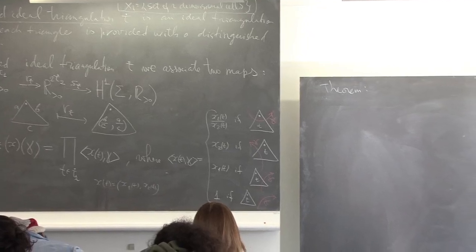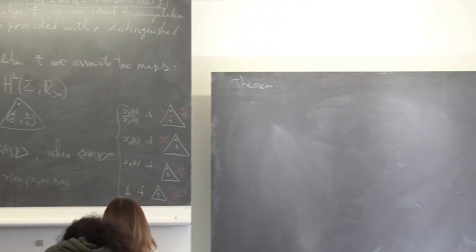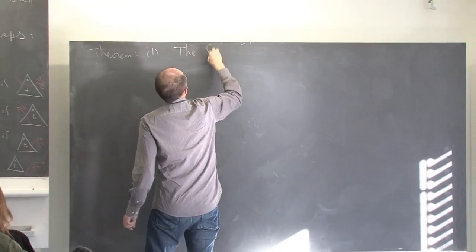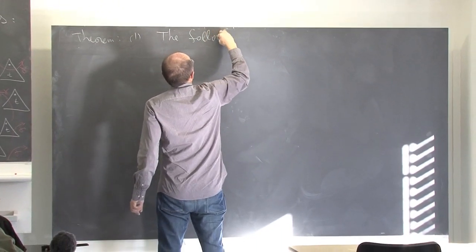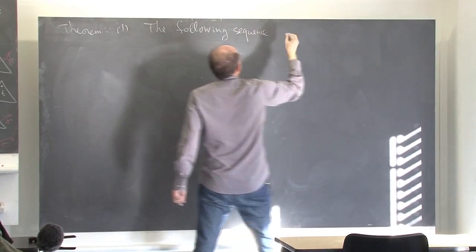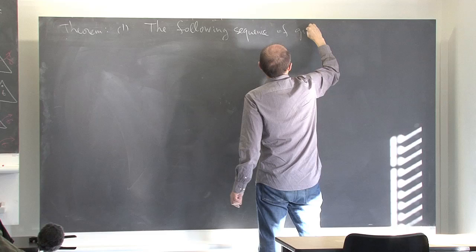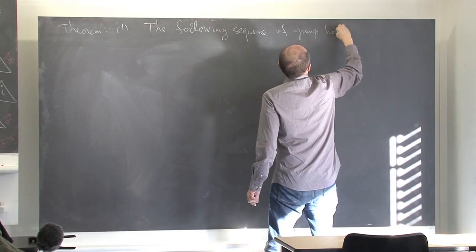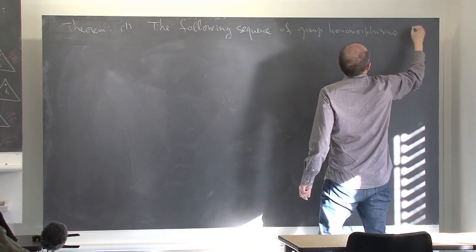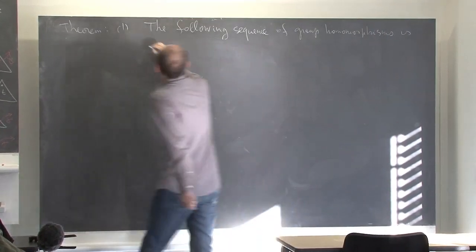Which tells the following. So the first part: the following sequence of group homomorphisms is exact.